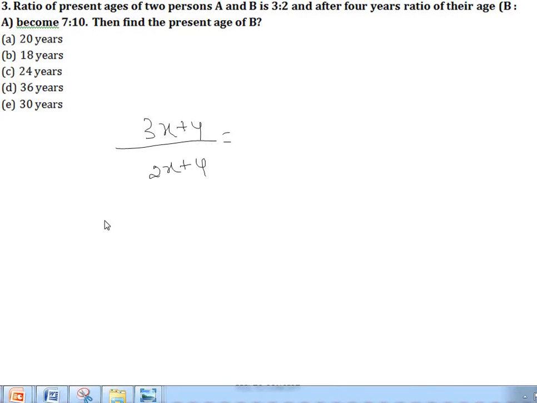Next, the ratio of the ages of two persons A and B is 3:2. After 4 years, the age ratio of A and B, with ages 3x and 2x, we need to represent. For 3:2, we multiply by any number, and the ratio cannot be changed. So 3x divided by 2x, and after 4 years there should be a plus 4. The ratio between A and B is 3:2.